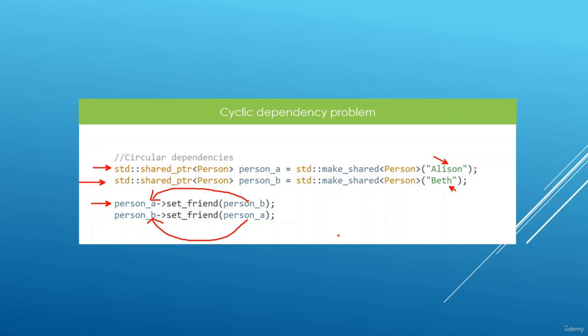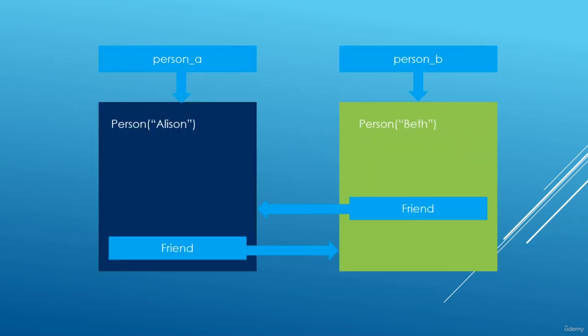So the situation here, we're going to have person A pointing to person B, and we're going to have person B pointing to person A. This is going to give us the situation we see here. So person A, the name is going to be Allison. They are going to have a shared pointer member variable, which is going to be pointing to person B. And we're going to have a person B, whose name is going to be Beth. And they are going to have a shared pointer member variable, which is going to be pointing to person A.